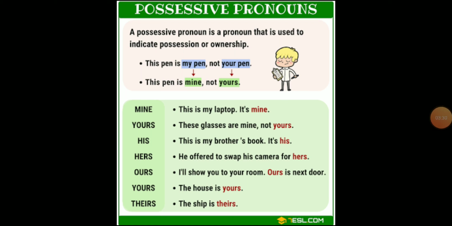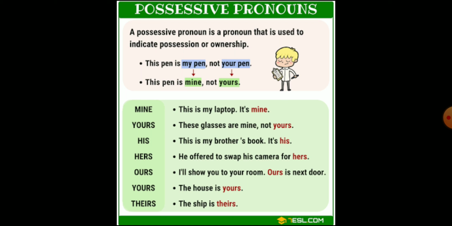Possessive pronouns. A possessive pronoun is a pronoun that is used to indicate possession or ownership. For example, this pen is my pen, not your pen. So instead of using my pen, your pen again, we can write this in another way. That is, this pen is mine, not yours. So over here, mine and yours are possessive pronouns. Now you have to learn these possessive pronouns shown in this table: mine, yours, his, hers, ours, yours and theirs.